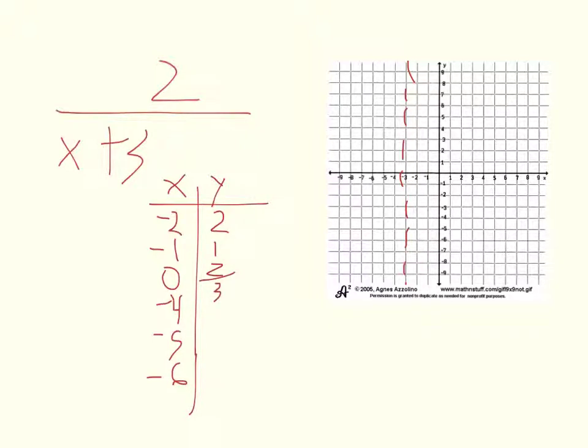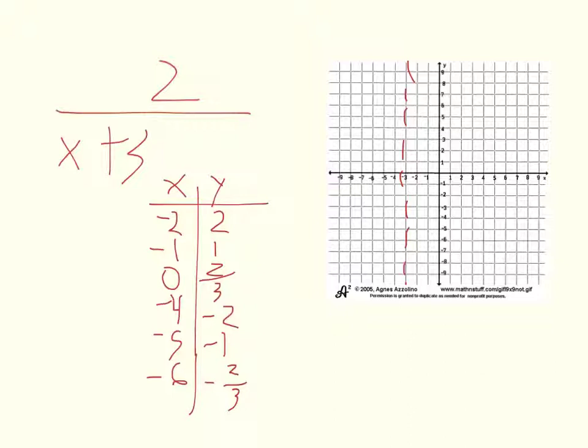So here's the interesting part about not having that +2 in the way, is that it's going to look exactly like 2, 1, and 2/3, except it's going to be negative. I'll show you. So -4 plus 3 is -1, so it'd be -2. -5 plus 3 is -2, so that'd equal -1. And then -6 plus 3 is -3, so that'd be -2/3.